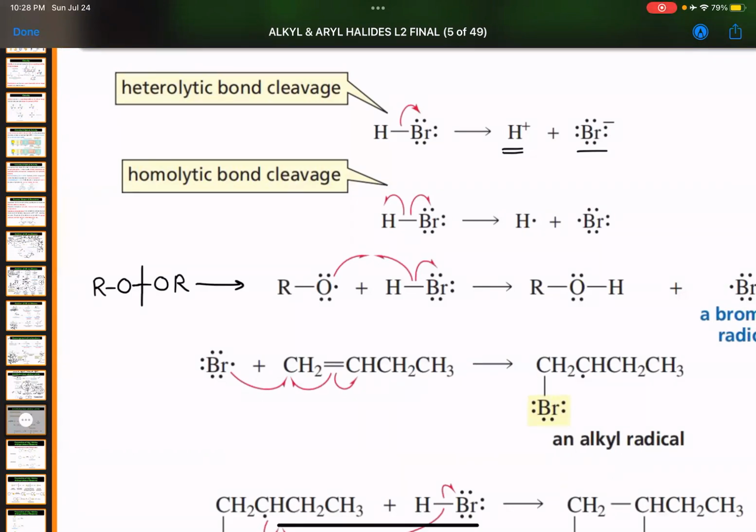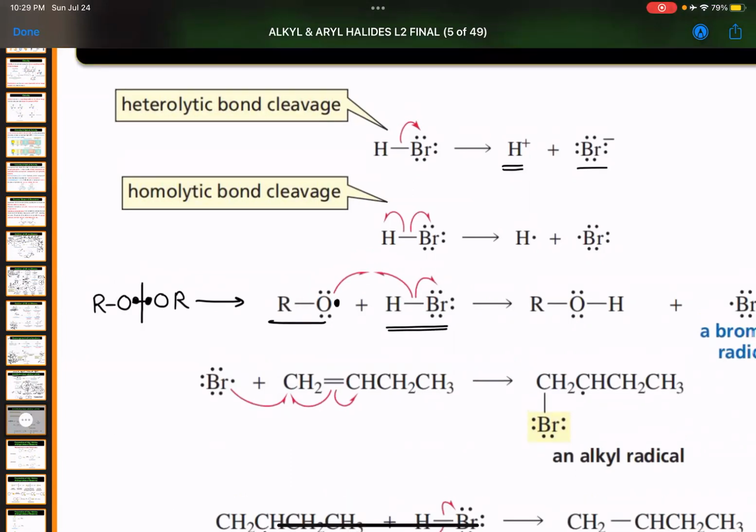it will break into radicals. You can see this single electron. There will be no charge because the bonded electrons are distributed evenly between the two atoms. So this is known as homolytic cleavage. And if you have this RO radical, because of the peroxide, it will break HBr in a new way.